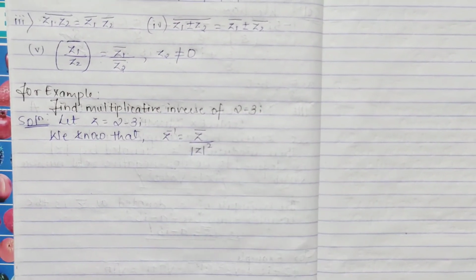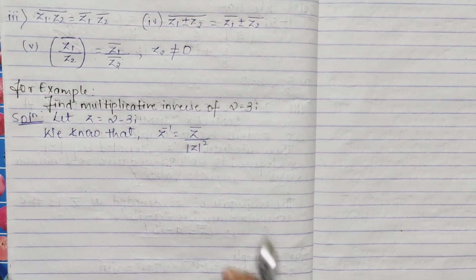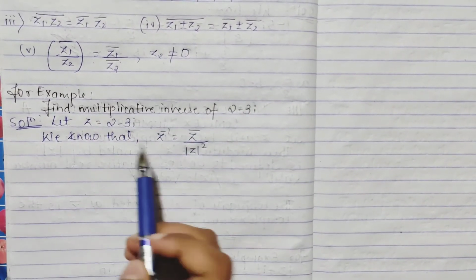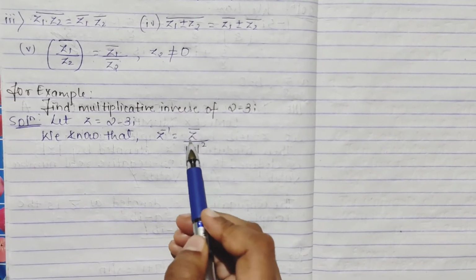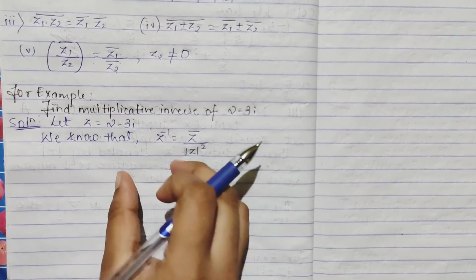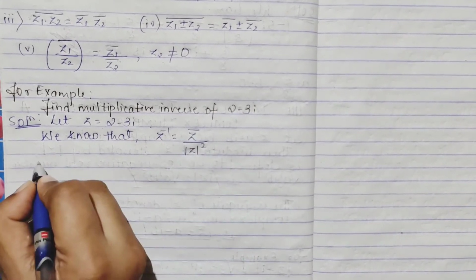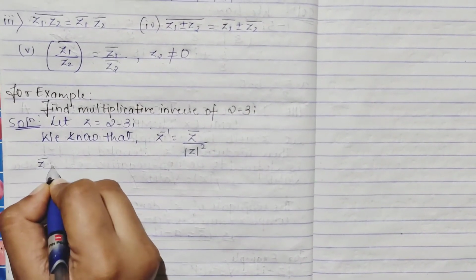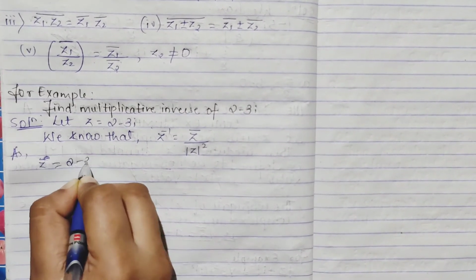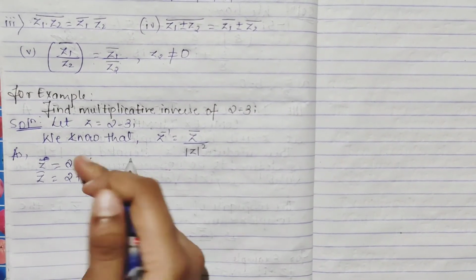Find the multiplicative inverse of 2 minus 3i. How are we doing this? Multiplicative inverse, we know, first write, let us take this as z, let z is equal to 2 minus 3i, and we know that z inverse is equal to z conjugate by modulus z whole square. We have studied this. So we have to substitute our conjugate and modulus, so first we will find the conjugate. As your z is 2 minus 3i, the z conjugate will be 2 plus 3i, right? Conjugate is the opposite of that.